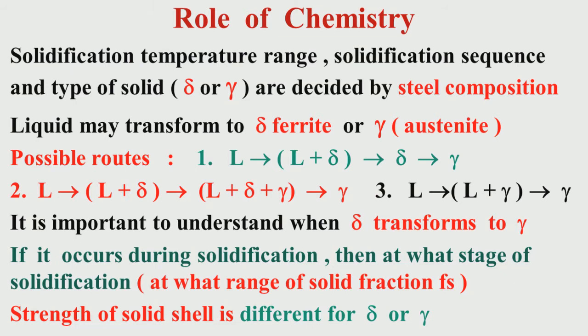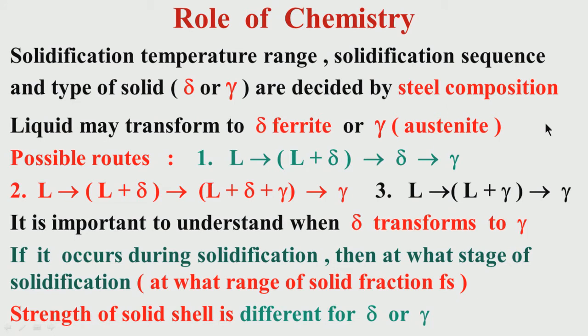What is important is to understand that depending on the carbon, it can come through delta solidification or gamma solidification or something in between. So what are the possible routes? Let us try to see. First, the solidification sequence will depend on chemistry, also the solidification temperature range, because as you go to more and more carbon or you increase the alloying elements, the liquidus and solidus are changing. So the difference between liquidus and solidus, which is known as the solidification range, will also change depending on the chemistry.